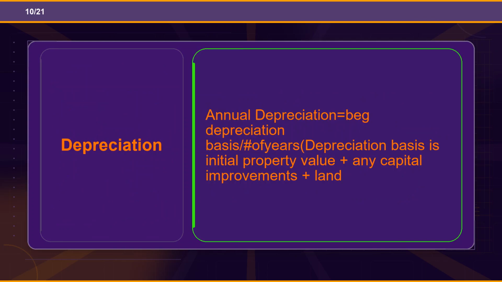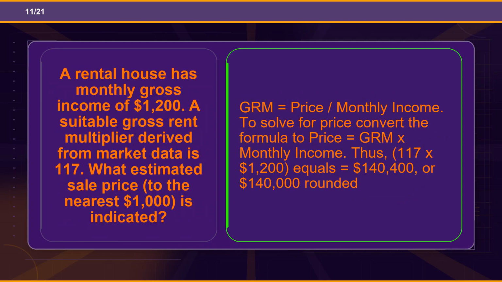Flashcard 10. Term: depreciation. Definition: annual depreciation equals depreciation basis divided by number of years. Depreciation basis is initial property value plus any capital improvements, minus land. Flashcard 11. Term: a rental house has monthly gross income of $1,200. A suitable gross rent multiplier derived from market data is 117. What estimated sale price, to the nearest $1,000, is indicated?